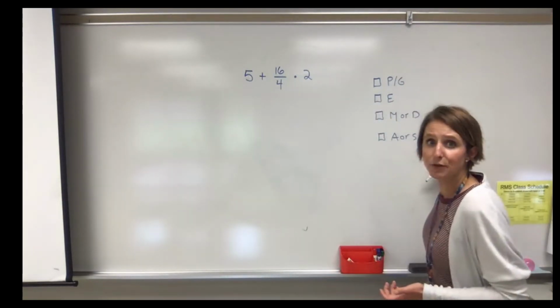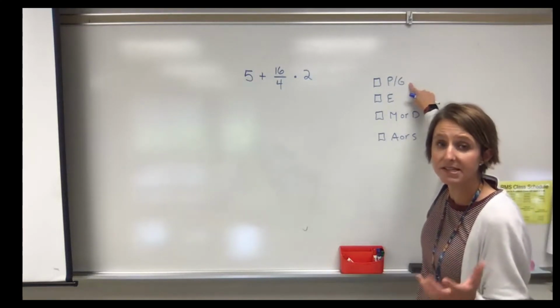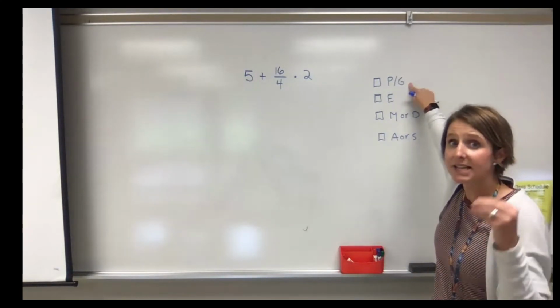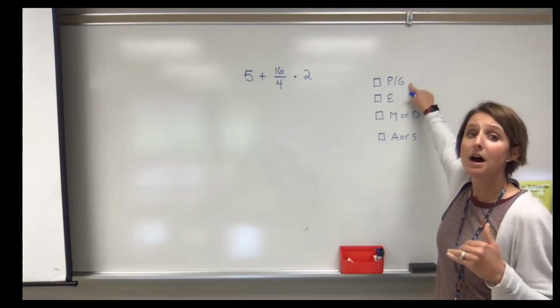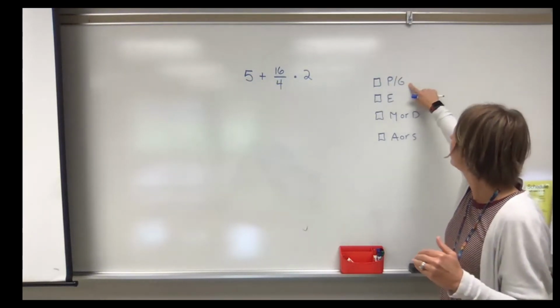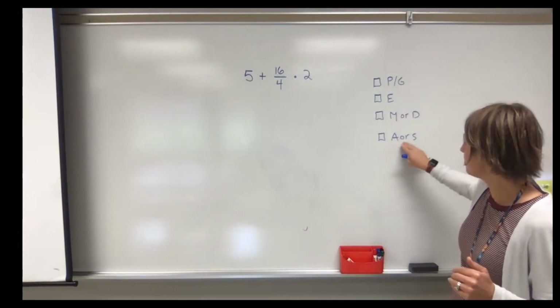Here's our checklist for the order of operations. We have our grouping symbols. We're really familiar with parentheses, but now we need to start kind of recognizing when there could be other types of grouping symbols present, like brackets or a fraction bar. We have exponents, multiplication or division, addition or subtraction.